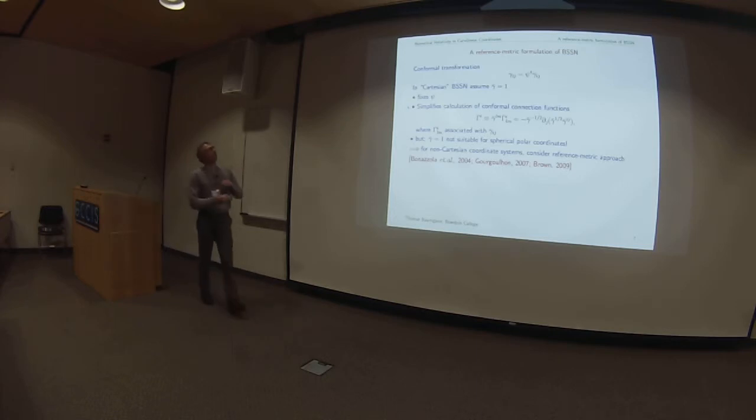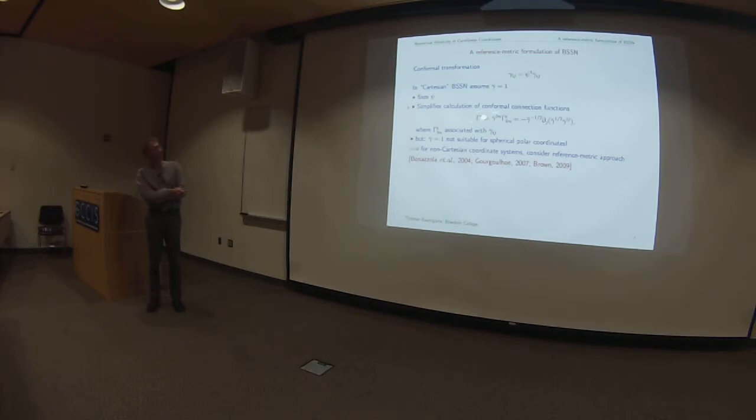So, what do I mean by a reference metric formulation? I'm going to use the example of BSSN, which is dear to my heart. Maybe you've encountered BSSN before. You start by writing the spatial metric, gamma_ij, decomposed conformally, so there's a conformal factor psi to the fourth, times a conformally related metric. And then if you're used to a Cartesian version of BSSN, you assume that the determinant of this conformally related metric is 1. On the one hand, that uniquely determines the conformal factor, which otherwise is not uniquely determined. But it also has a neat effect: it simplifies the calculation of the conformal connection functions, the other key ingredient in the BSSN formulation.